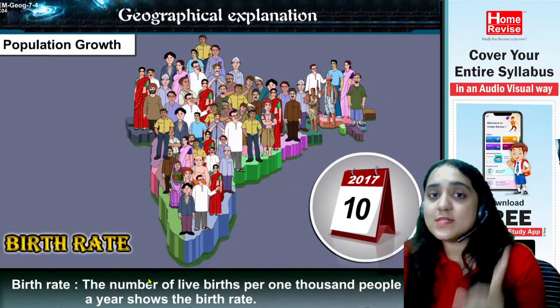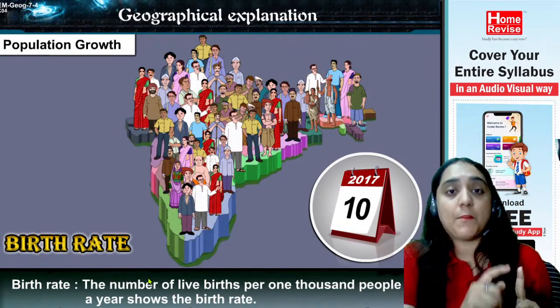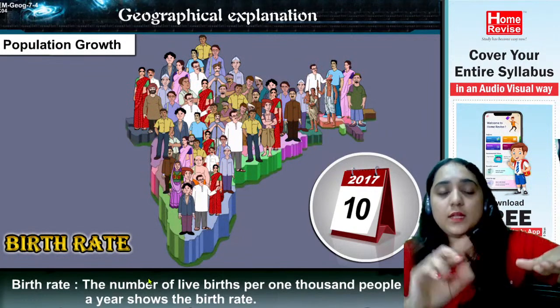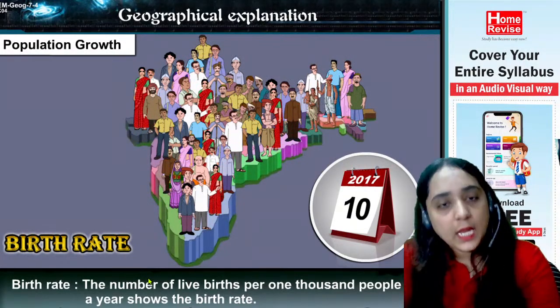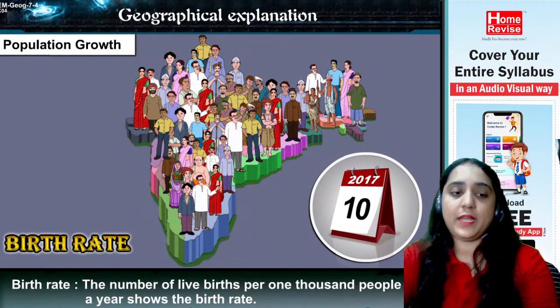So if I ask you what is the definition of the birth rate, you will say it is the number of live births per 1,000 people in a particular area in a particular year is called the birth rate.